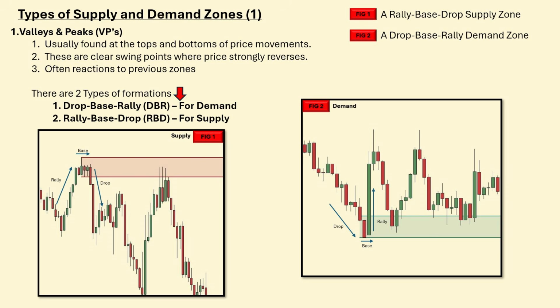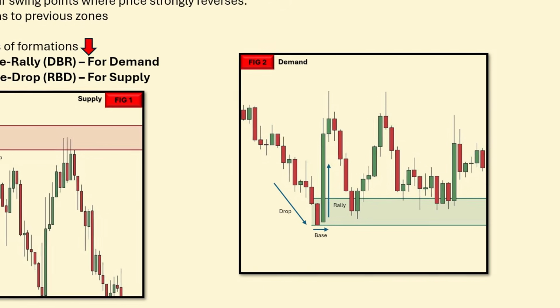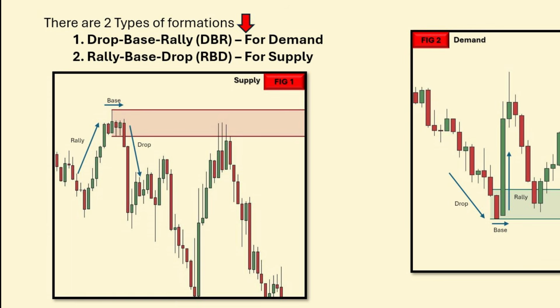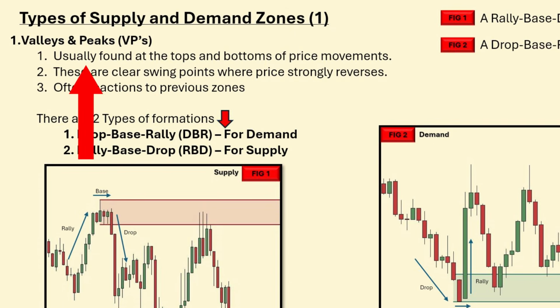All right, first let's break down the valley and peak zones, or the peaks and valleys, whatever you want to call it. For demand, we have, again, the drop, base, rally, and then for supply, it is literally just the opposite. It is the rally, base, drop. Usually these moves are found at the tops and bottoms of price.